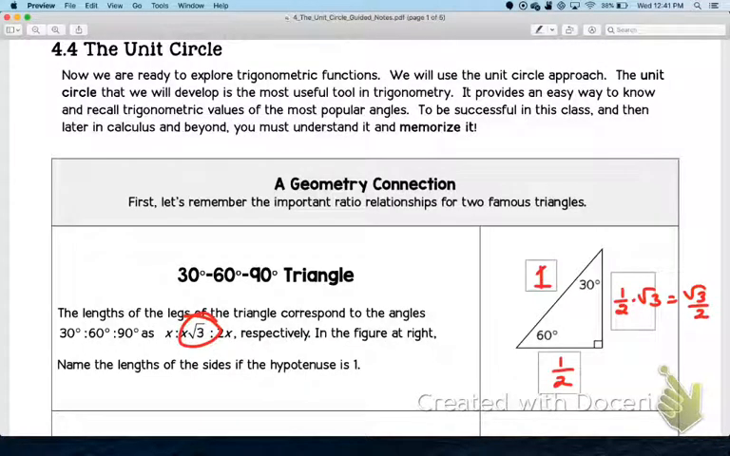You really want to make sure you have that, because when we get into the unit circle, we're going to have a hypotenuse of 1. So you want to remember that the short leg is 1/2 and the long leg is root 3 over 2. That's just something you need to get stuck in your head.